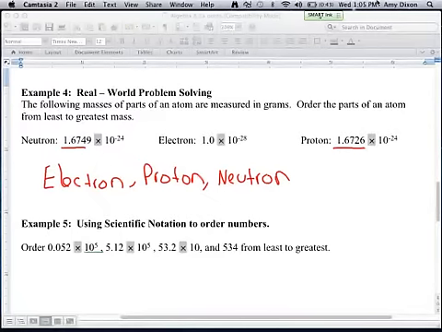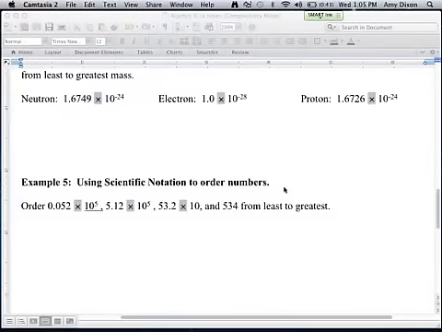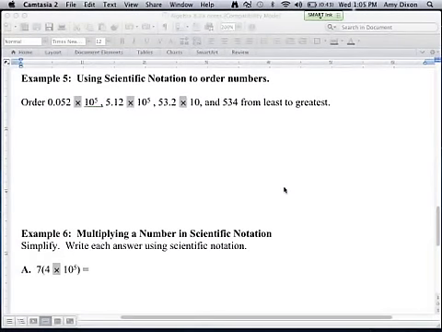Those were already in scientific notation, so we were able to just do that by comparing. The next group of numbers, though, are not. This next group of numbers, if you notice, a lot of the leading numbers are not bigger than 1 and less than 10. So before we can compare them, we have to put them in proper scientific notation. So let's start with the first number here.